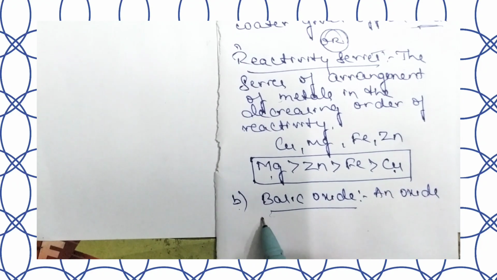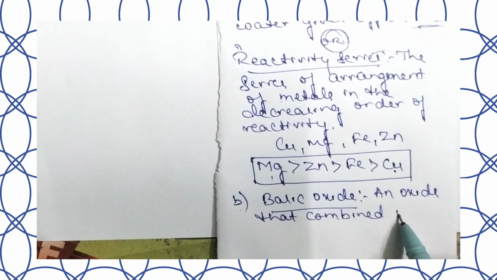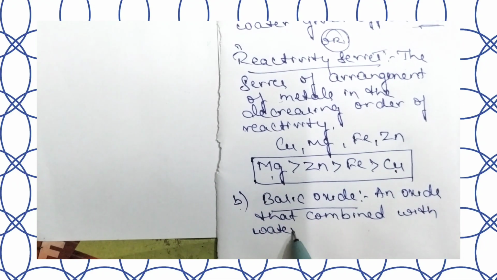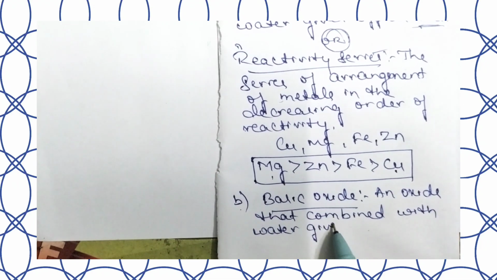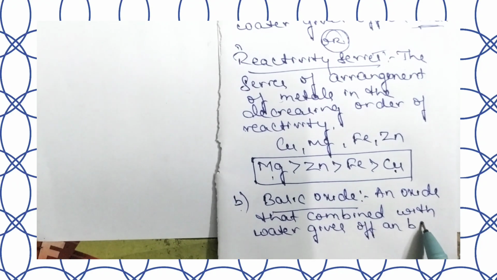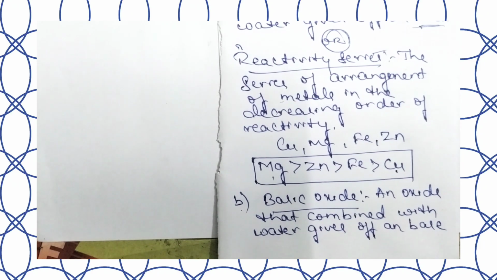An oxide that combined with water gives a base. So whichever oxide, when combined with water, gives a base, that is called a basic oxide. Now let us move to the 26th question.